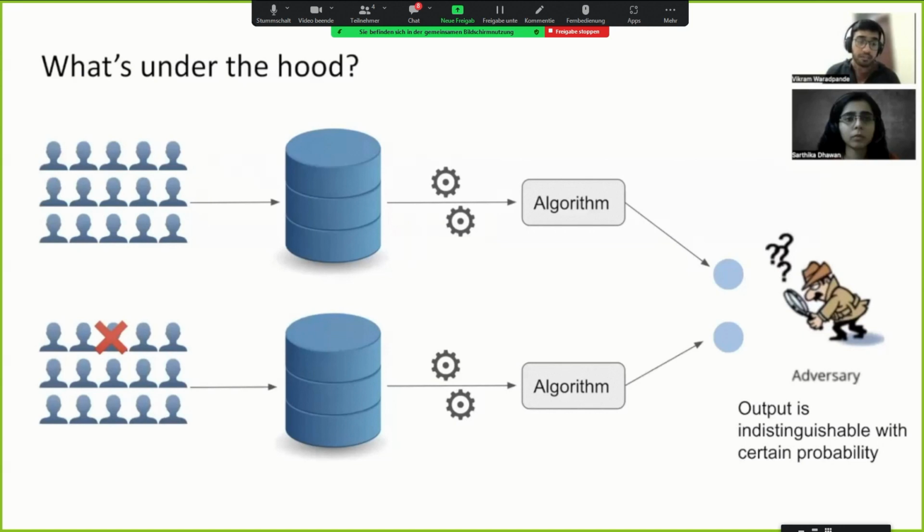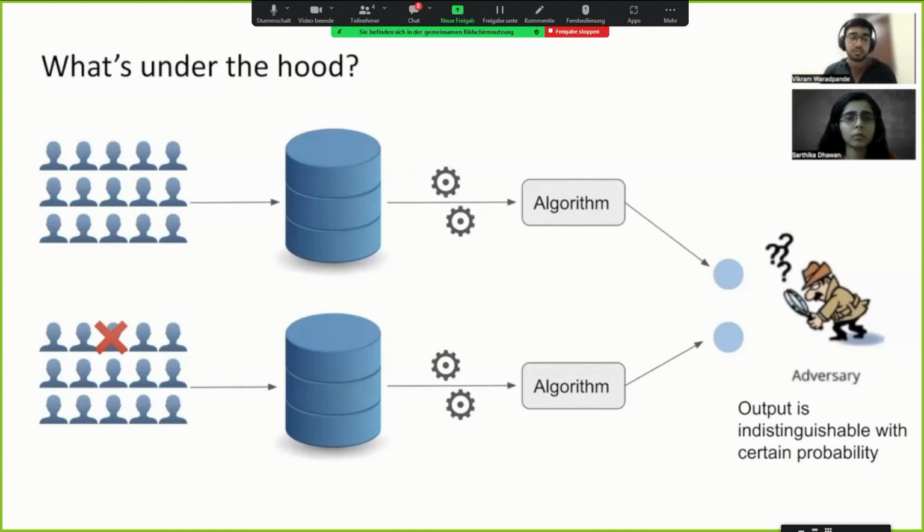So now I have two databases, one with all the people, another one with one less person. And then I can run the same sort of statistical analysis on both of these databases. Each query would result in an output. And if an adversary is able to distinguish between these two outputs, because there is a significant difference in the output values, for example, then the adversary is successful in knowing some particular information about that individual.